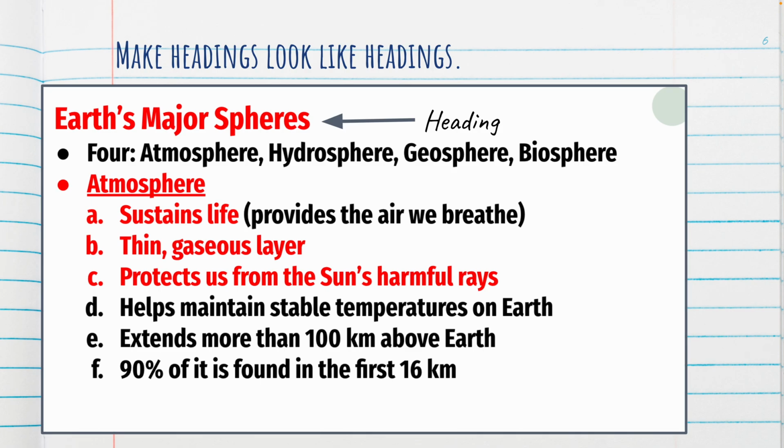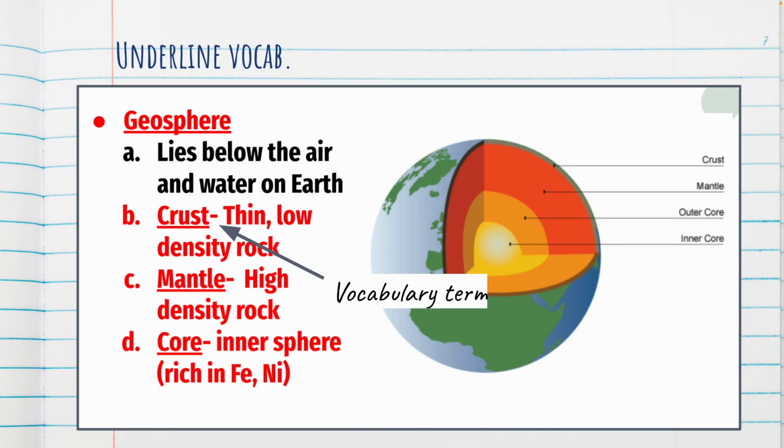Make headings look like headings. If I'm writing these notes in my notebook, Earth's major spheres, that's a heading. Write it bigger. Maybe you want to underline it so you can see it. Move it over to the left a little bit. Headings should look like headings. When you are using these notes as a resource, if you're looking for something having to do with Earth's major spheres, that's what I'm going to go through and look for.